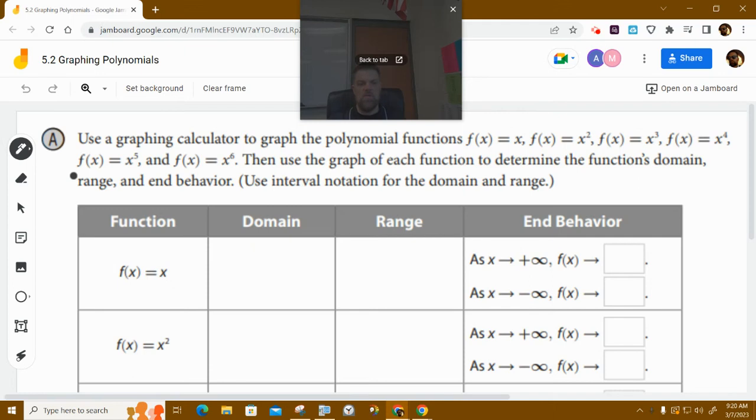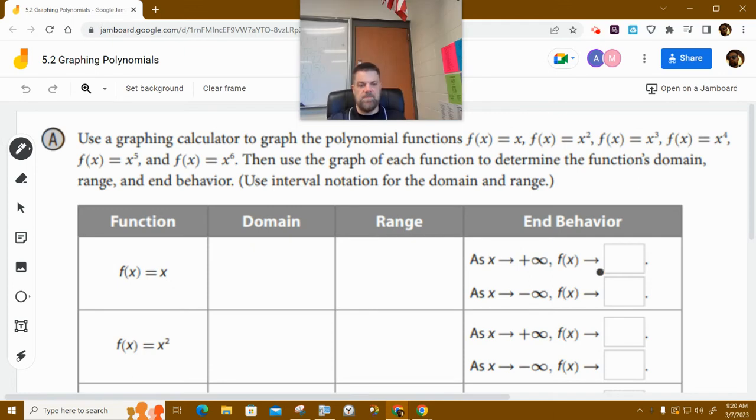All right. So there's a theme in what we're doing. We're going to be asked to graph all of these functions. So there's a bunch of functions. The first one is f of x equals x to the first power. And then we're going to do f of x to the second power, third power, fourth power, fifth power, all the way up to f of x to the sixth power.